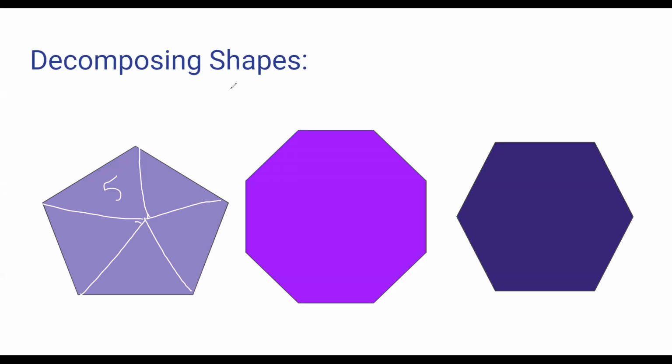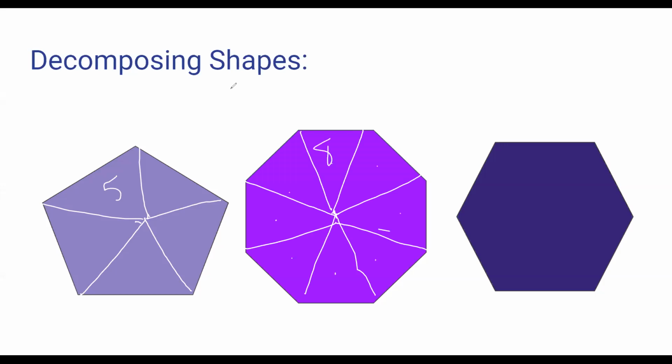Then I'm going to do the same thing with the octagon. I'm going to draw a middle point and then connect lines to the vertices. If I count, I have 1, 2, 3, 4, 5, 6, 7, 8 triangles. And then lastly, I have this shape that has 6 sides, and then I have 6 triangles. So you're breaking it down into triangles in order to find the area.